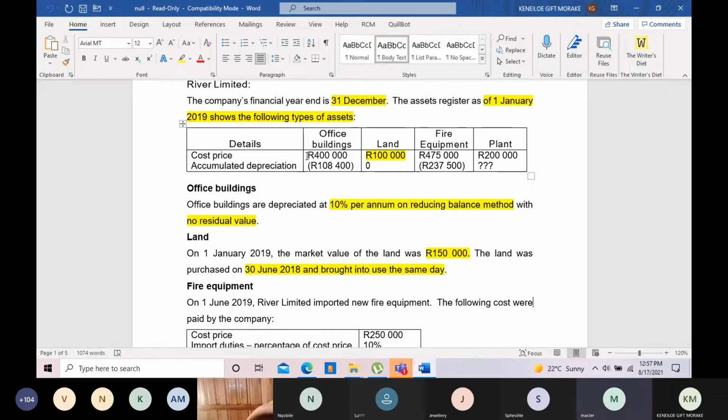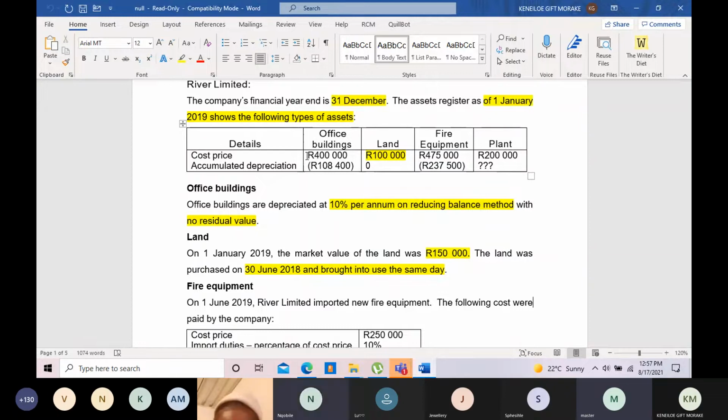Now we want to calculate the depreciation of the office building. I'm saying to you, they are using the reducing balance method. If they are using this method, it means that we have to take the cost price, you subtract the accumulated depreciation before applying the percentage, which is 10% in this case. We want to determine how much is the depreciation. And then I got 291,600 as our carrying value. So we need to apply the percentage of 10% now. We need to multiply by 10%.